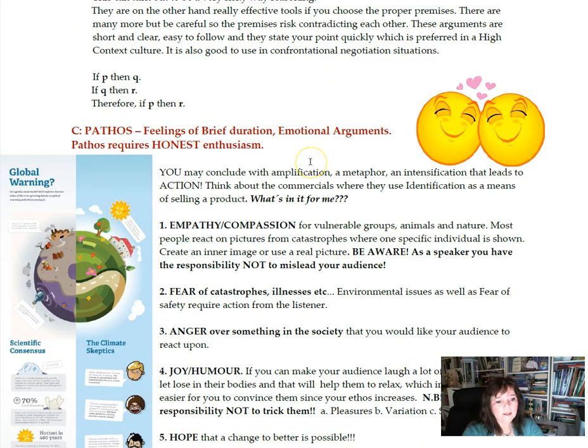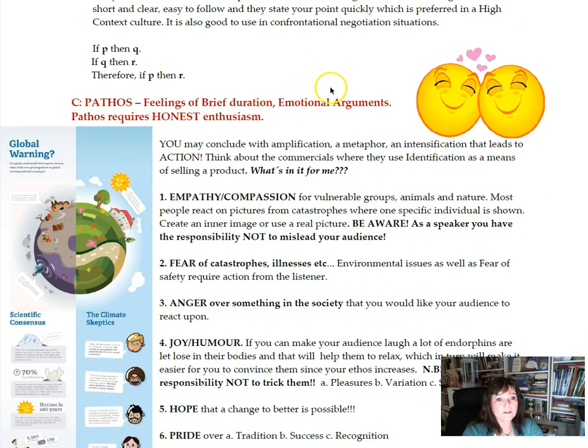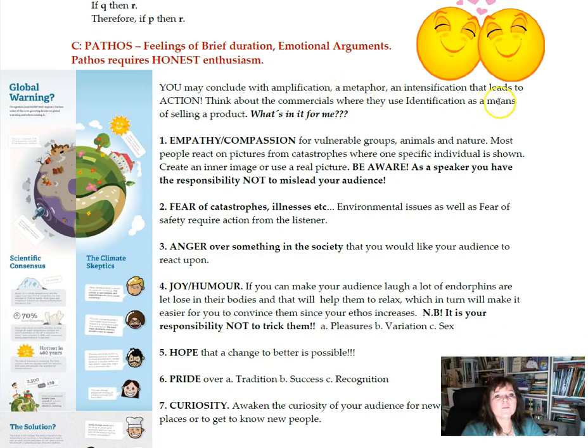And then we finally have pathos. That's a feeling of brief duration. People will forget, even if they feel very enthusiastic when you hear them. But it requires to be honest when you're enthusiastic. You can have amplification, a metaphor, an intensification that leads to action. And if you use identification for selling a product, then you need to think about what's in it for me, for the one listening. But there are different ways of showing pathos.